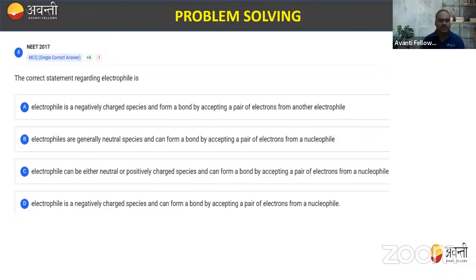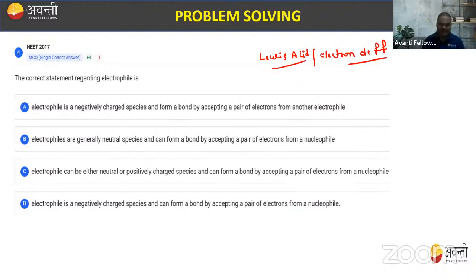That is, the correct statement regarding the electrophile. So you need to find the correct statement regarding the electrophile. What is an electrophile basically? We all know this. Anything which has an electron deficiency or behaves as a Lewis acid, right? They are also known as Lewis acids, or we say they have an electron deficiency. So anything which has electron deficiency or acts as a Lewis acid is called an electrophile.